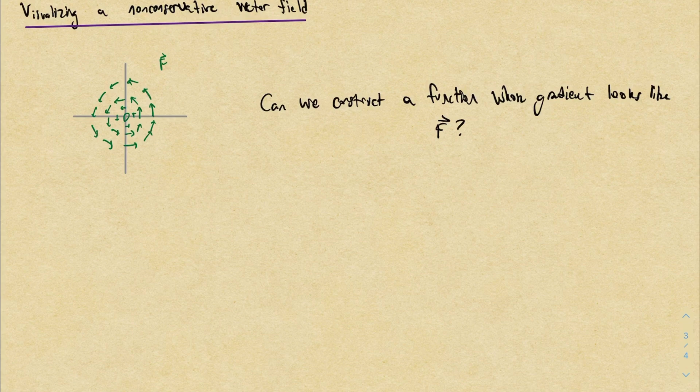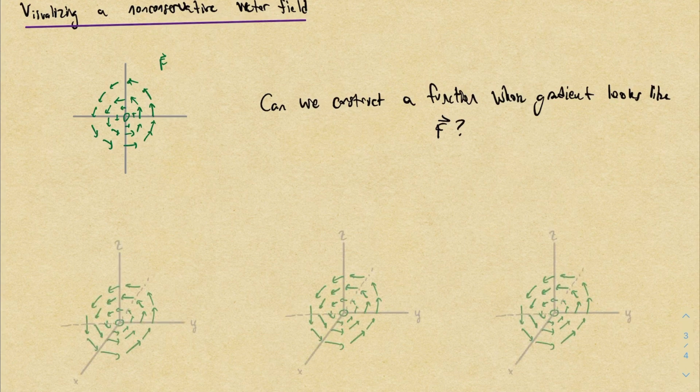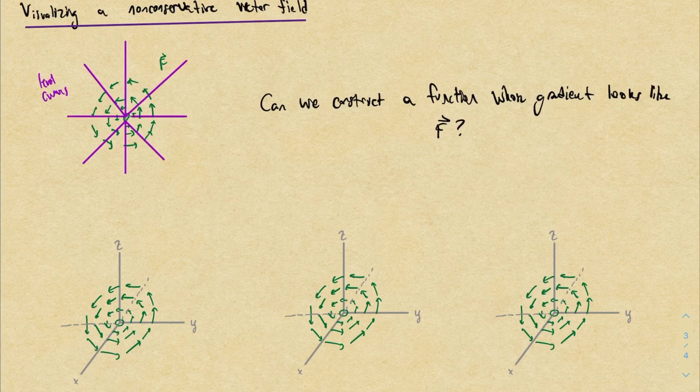So again, we want to think about this green vector field as representing the gradient of some function. If that were the case, then these vectors would be pointing in the direction of increase of the function. And like I talked about a couple minutes ago, the level curves of a hypothetical potential function would be perpendicular to the vectors. So if such a function existed, the level curves would look something like this.